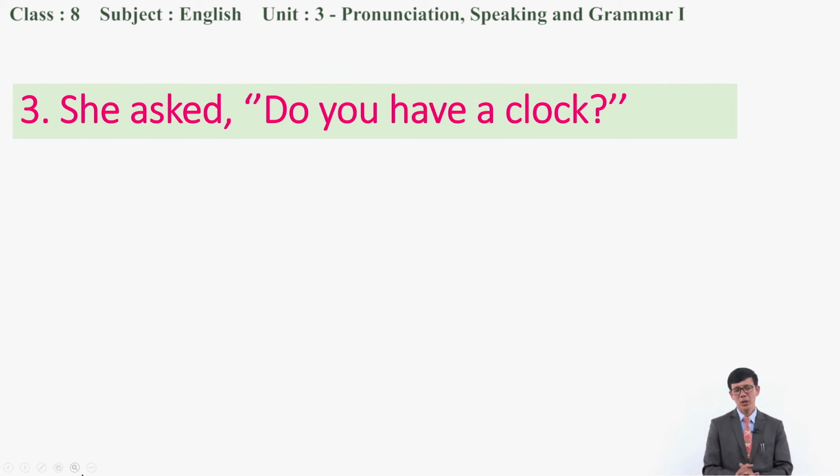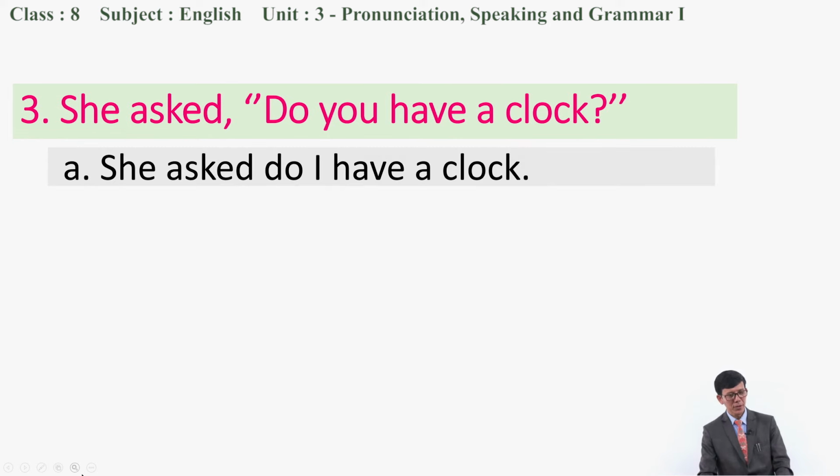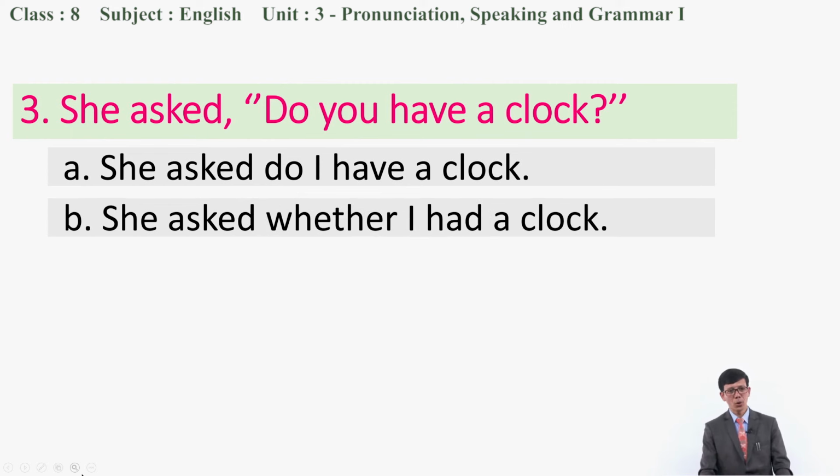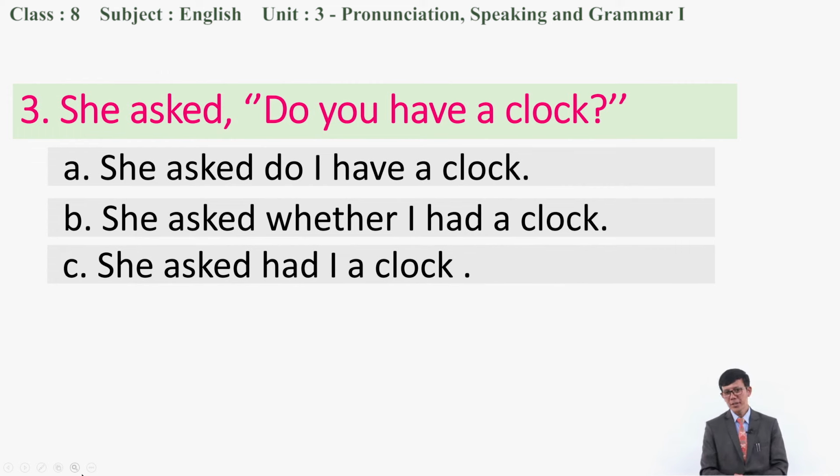Let's talk about the third. She asked, do you have a clock? Now please let me know, which one is the correct reported speech? She asked, do I have a clock? Or she asked whether I had a clock? Or she asked, had I a clock? Very good. She asked whether I had a clock. That is the correct answer.